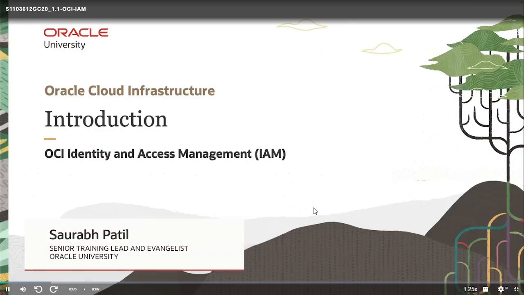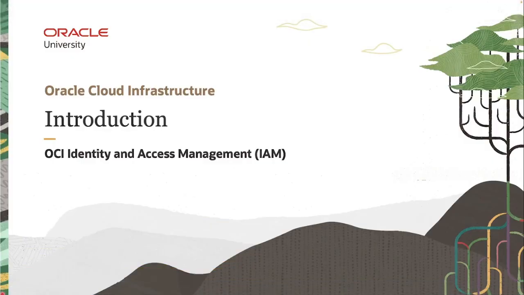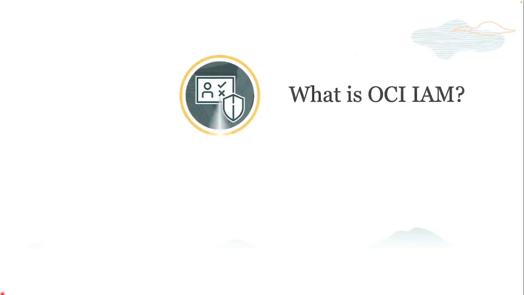Lesson on OCI Identity and Access Management Service. We also call it OCI IAM. In this lesson, we will look at the core constructs of this particular service, including authentication, authorization, and also we will look at the IAM components like identity domains, compartments, users, groups, policies, and many more. So let's get started. So what is OCI IAM?